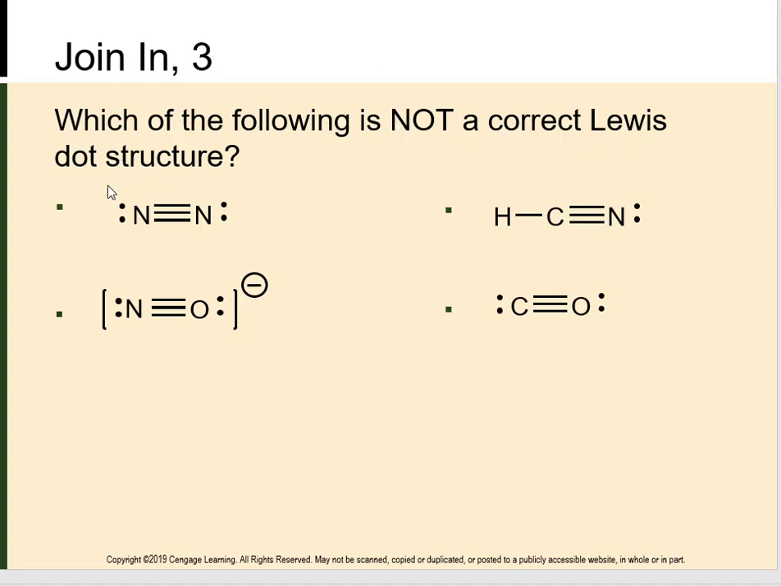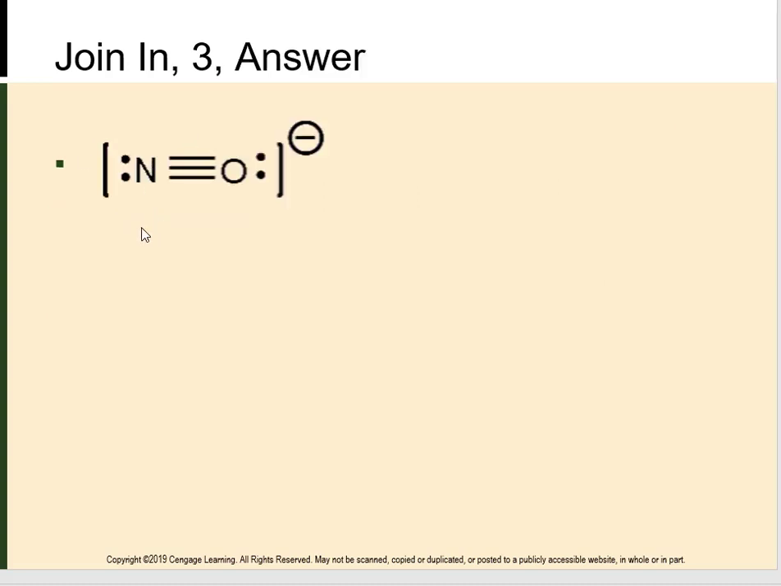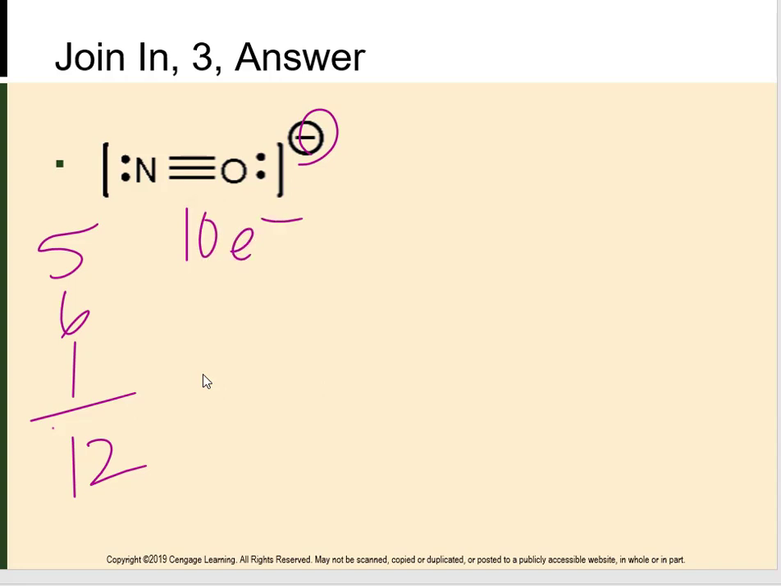What about this? Which one is not a correct Lewis dot structure? And hopefully you've got this answer. If I looked at nitrogen, which is 5 valence electrons, oxygen, which is 6, so that's 11, plus the negative, that would be 12. And I would have 2, 4, 6, 8, 10. There's only 10 electrons accounted for in this drawing. Right? 3 double bonds, so that's 2, 2, and 2, so 6. 7, 8, 9, 10. We need 12.